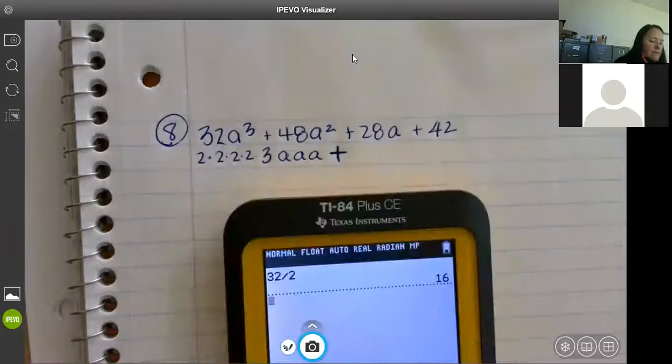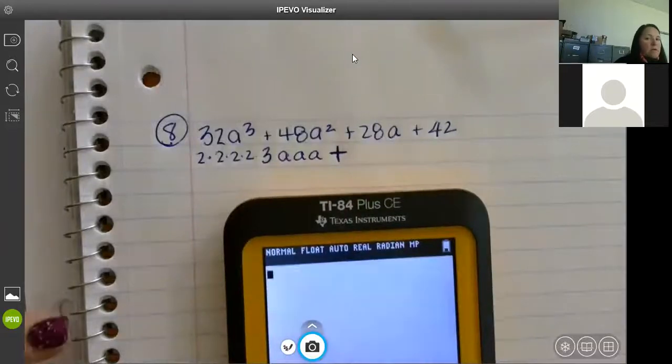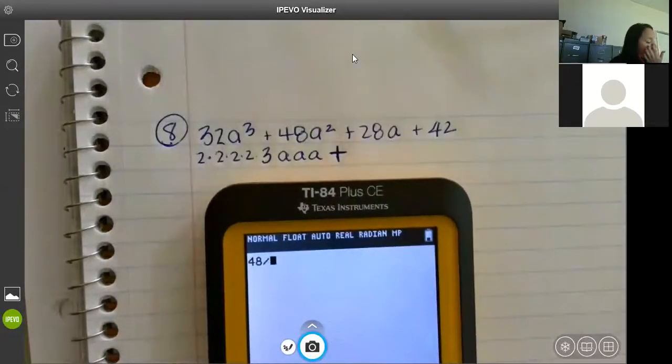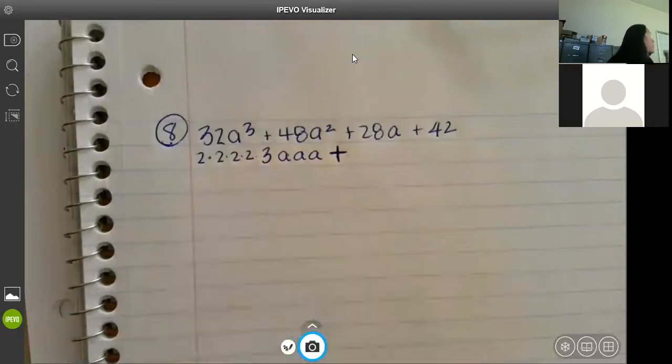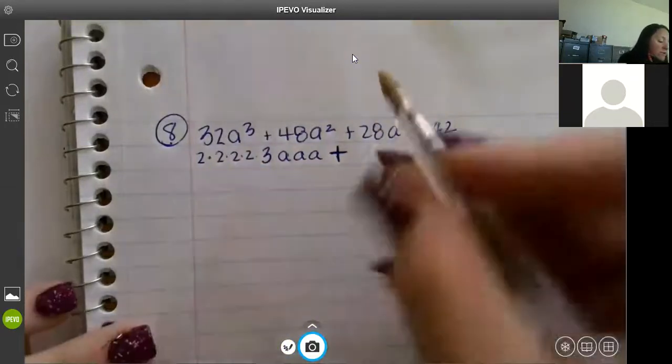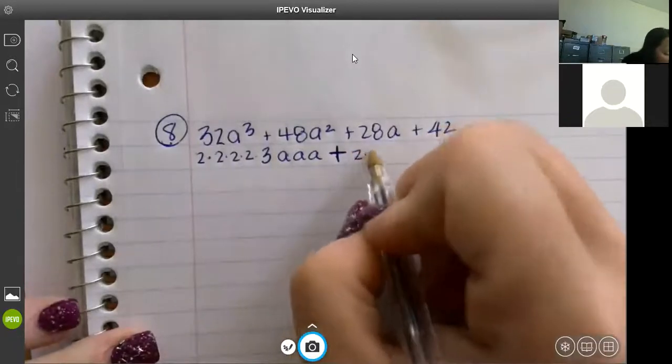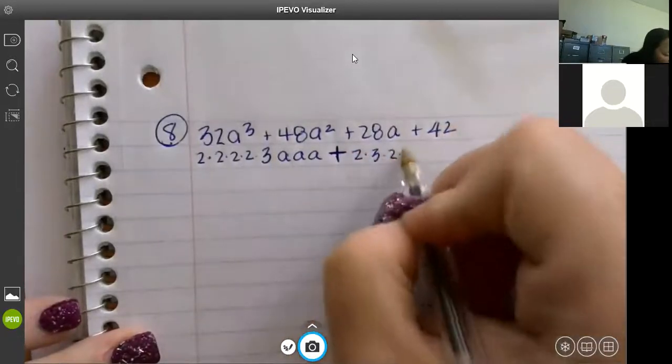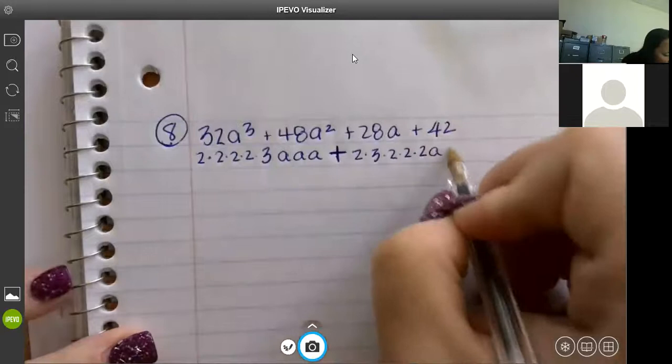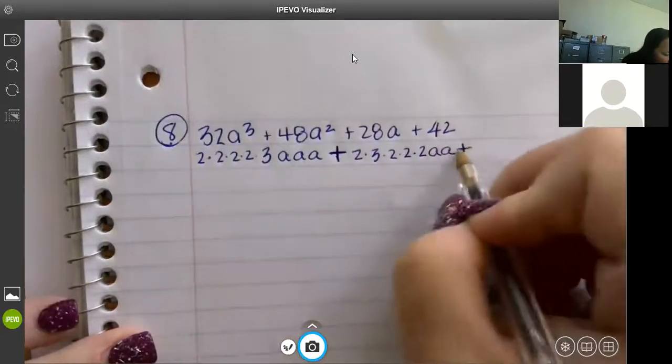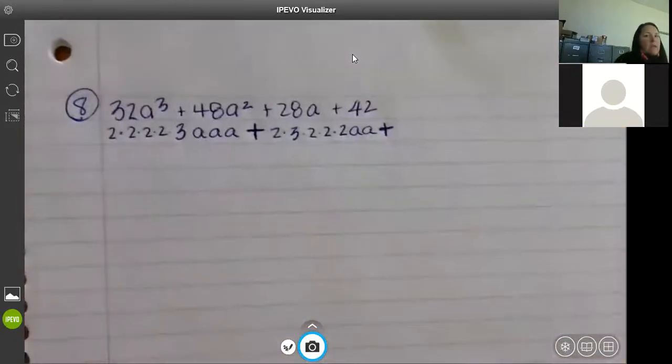Factors of 48. What do I know I can divide 48 by? Yeah, 6 and 8 is a good factor if you needed to do 2, 2, and 24. We know our factors of 24 because we did those already. So 6 and 8. 6 is 2 and 3. 8 is 3 2s and 2 a's. Big fat plus. What are your factors of 28?